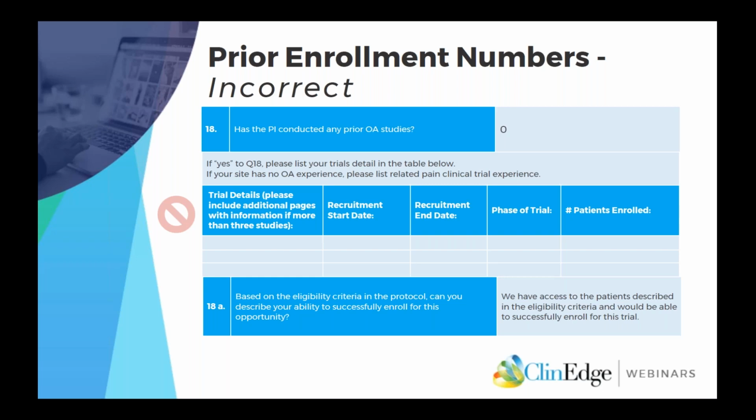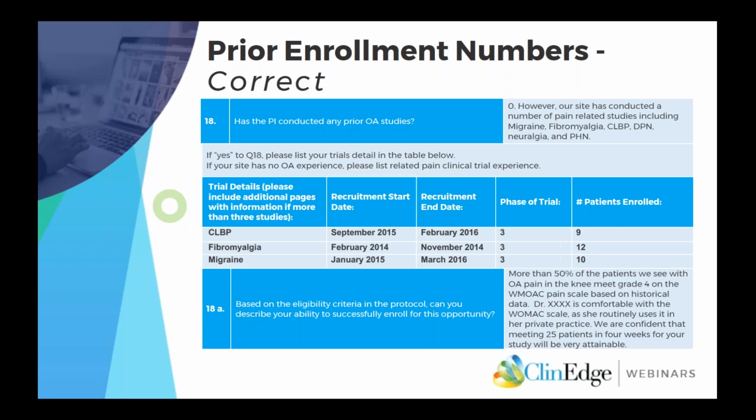And then the last question on this would be, based on eligibility criteria and the protocol, can you describe your ability to successfully enroll for this opportunity? You notice they're just like, we have access to the patients described in the eligibility criteria and we'll be able to successfully enroll for this trial. That, again, doesn't really tell the sponsor or CRO anything. It's basically just telling you that you're completing the feasibility questionnaire because you have access to patients. It's not really doing anybody a whole lot of good there. So this would be a little better example.